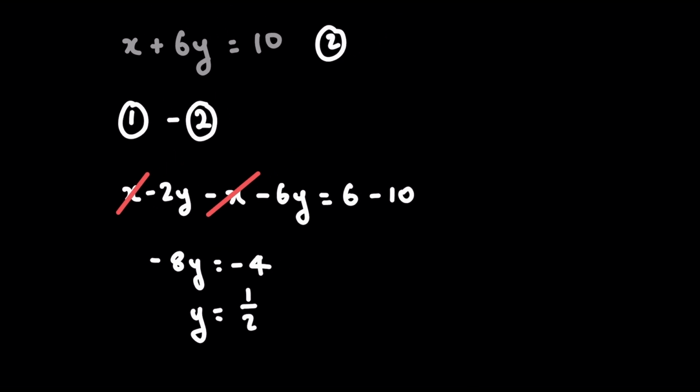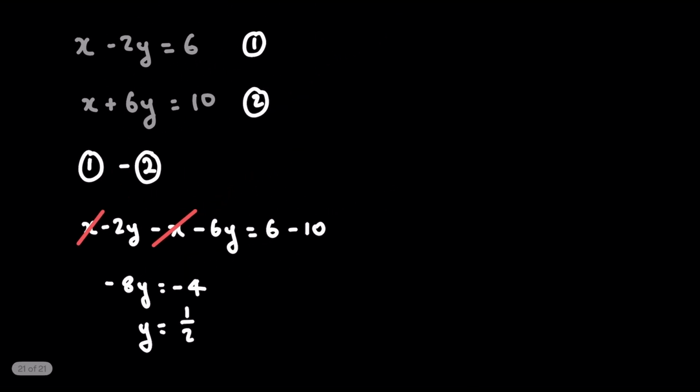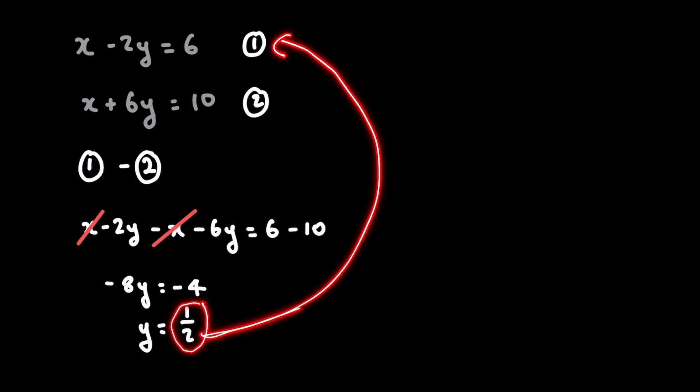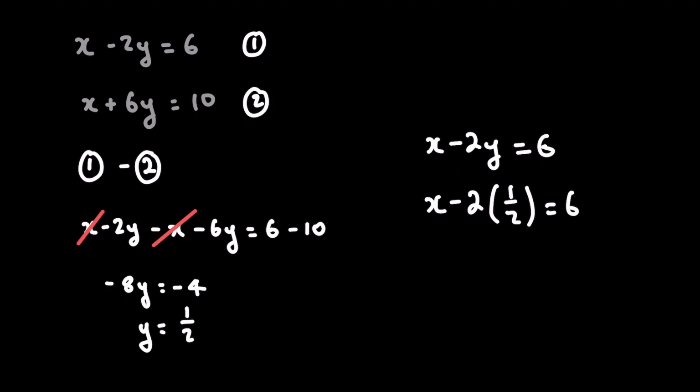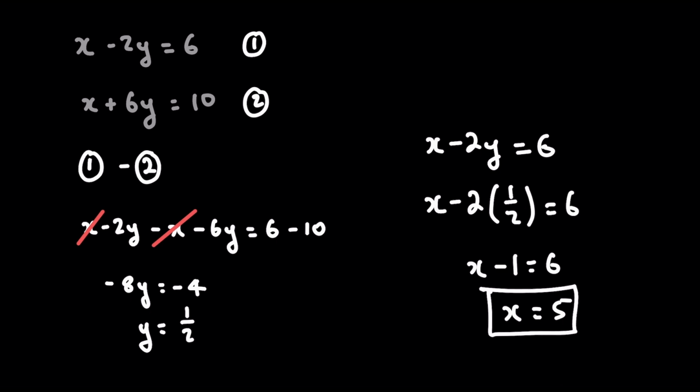Now, if I wanted to work out what the value of x would be, I can simply substitute this value for y back into either equation 1 or equation 2. I'm going to substitute it back into equation 1. I know that x minus 2y equals 6, and I just worked out that y was a half. So x minus 2 times a half is equal to 6, and that simply means x minus 1 equals 6, or x equals 5. So my solution for this simultaneous equation is y equals a half and x equals 5. Try and verify this solution using the substitution method as well.